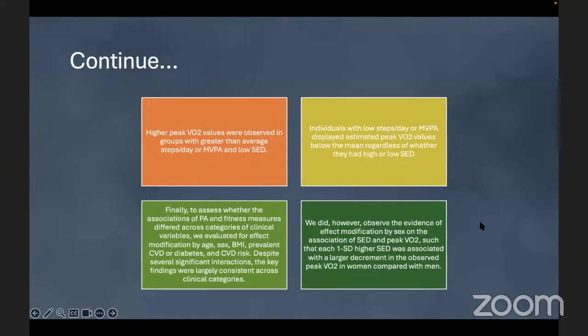The study also observed evidence of effect modification by sex in the association of SED and peak VO2, such that 1 standard deviation higher sedentary time was associated with a larger decrement in the observed peak VO2 in women compared with men. Next, please.